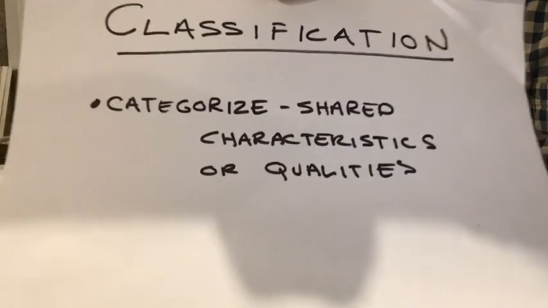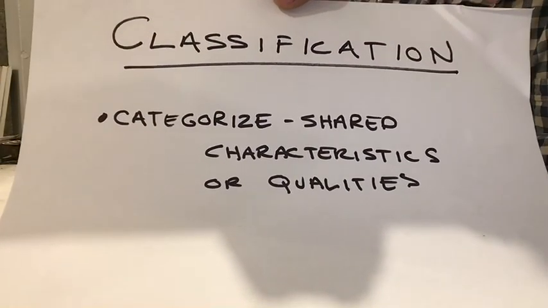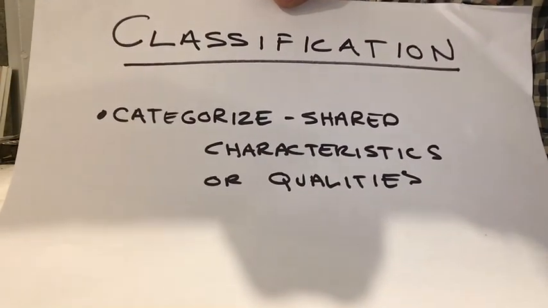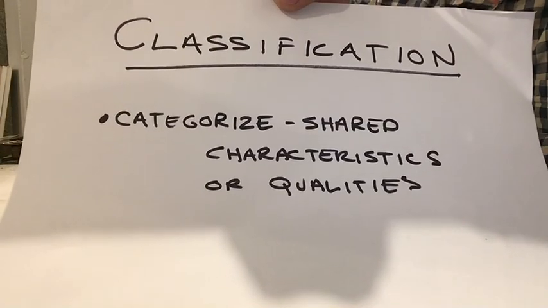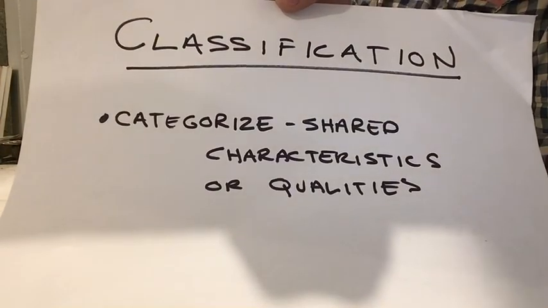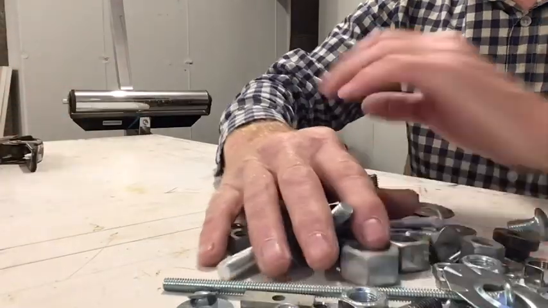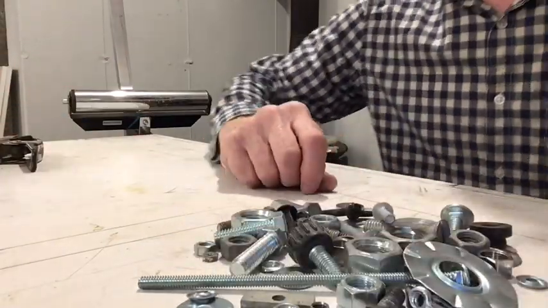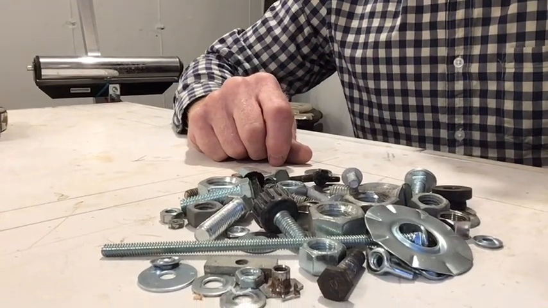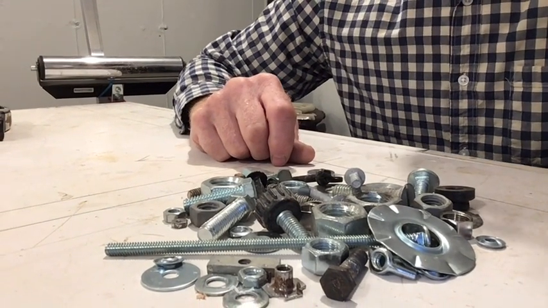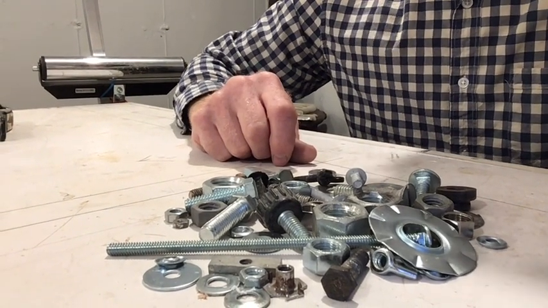So let's take a quick look at how we can start to categorize things and see if you can get a better understanding of what that means. So again, our conversation this week is about classification. How do we categorize items based on shared characteristics or qualities? I have a big pile of miscellaneous hardware here. And what we want to do is see if we can classify some of this material.